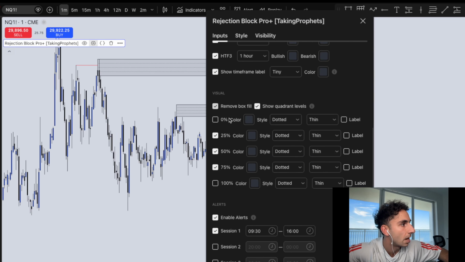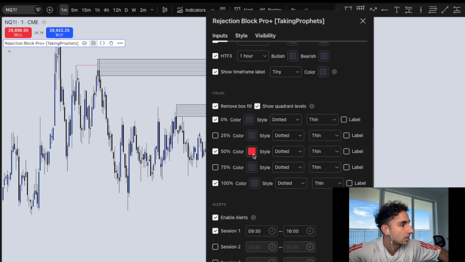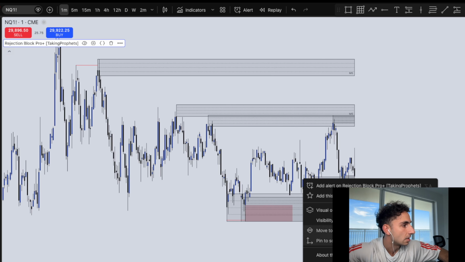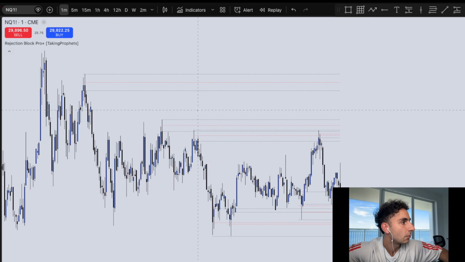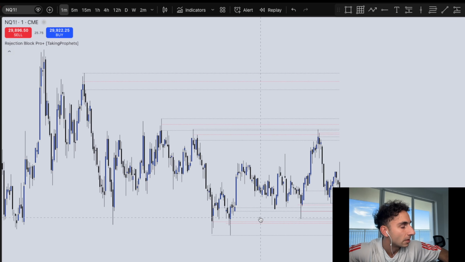I will go remove box fill, and then usually I'll do the 0, 100, and then turn off the 25 and the 75. And then I like to turn the 50% to this red color right here. And then basically I just enable it and you just let it compile for a second. And when it's done, it will look pretty much something like this. So you'll see a bunch of dotted lines and a bunch of red lines.